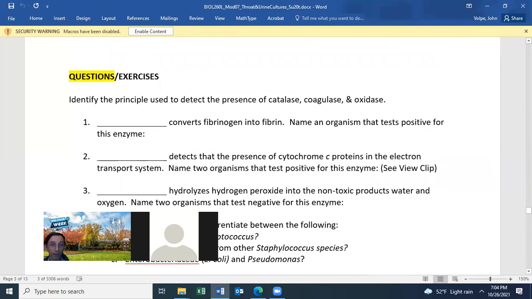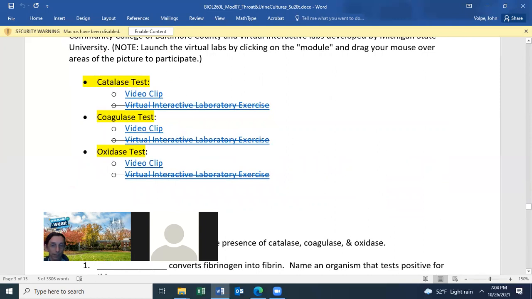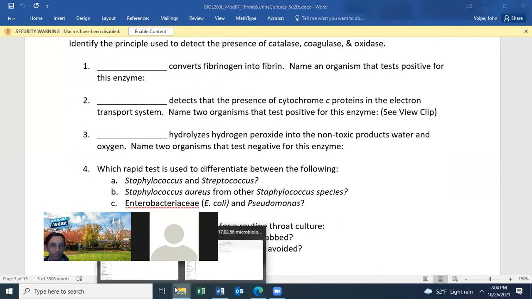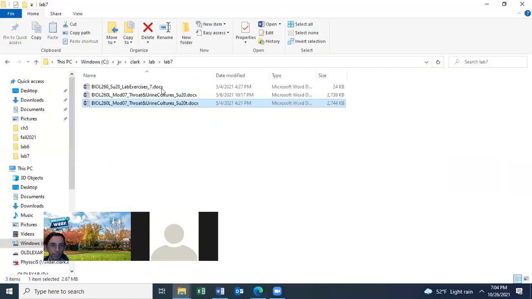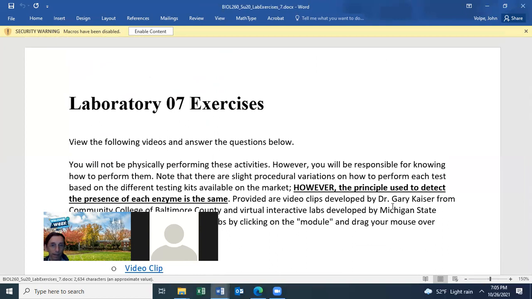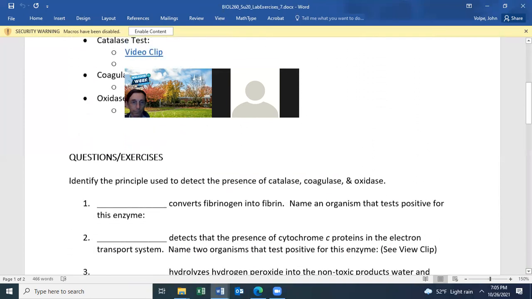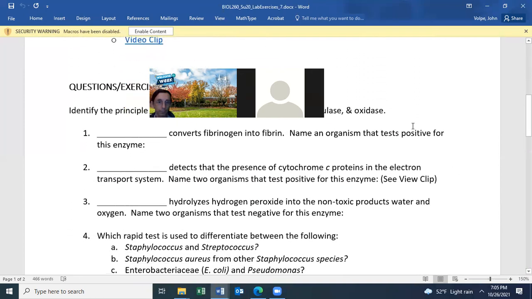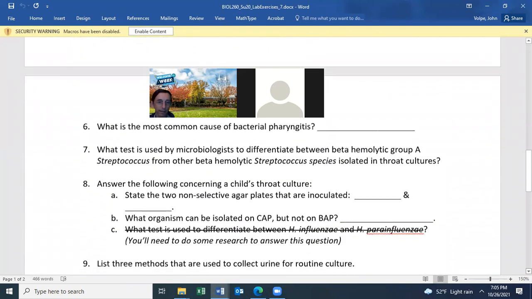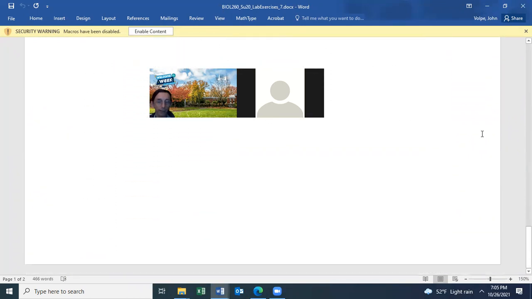All right, so once you've finished reading through the lab and watching the video clips, get the laboratory exercises for lab 7, and then answer the questions. Many of the questions are testing you on the different tests and how you use them. Let's see how many tests there are. There's 13 tests, 13 questions.